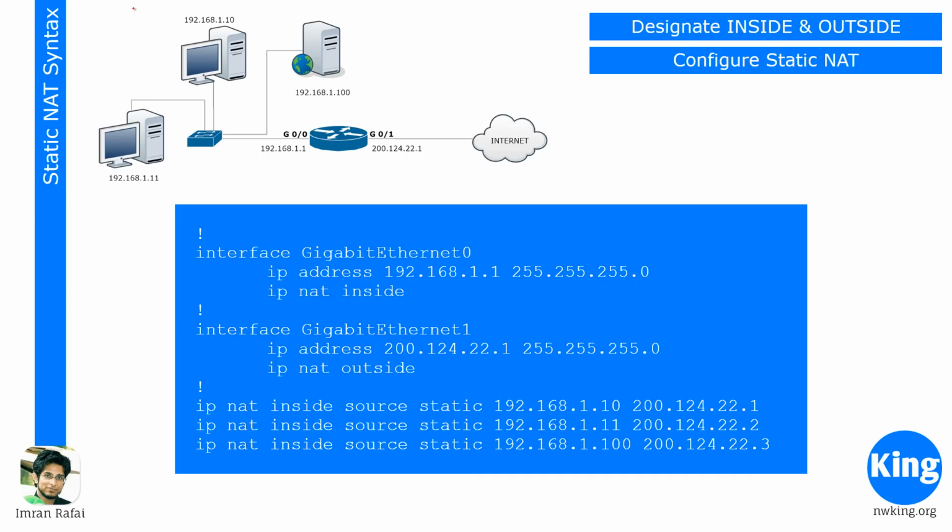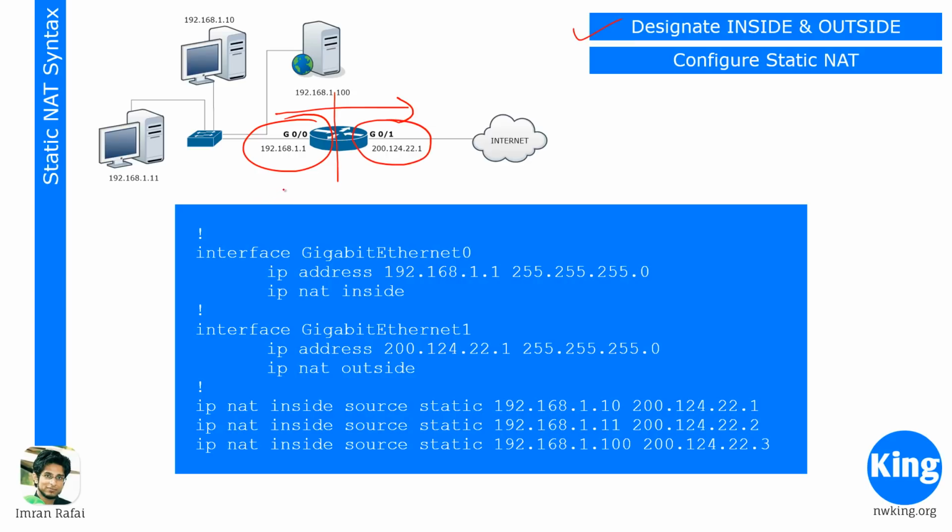Let's look at the configuration of static NAT. First thing, common for all NAT, we need to designate inside and outside interfaces. So let's say this is the router, and we want the translation to happen going from in to out, from your inside network to the outside network. That means this is the inside interface, and this is the outside interface.